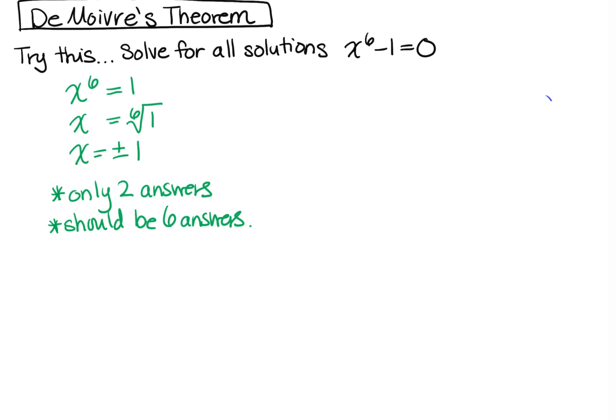Now, not all these solutions are real solutions. Some of them could be imaginary solutions. And in this case, we have 2 real solutions and we actually have 4 imaginary solutions. So if this is the answer that you got originally, please go ahead and pause the video and try and see if you can figure out another way to solve the problem so that you can get all 6 solutions, including the 4 imaginary solutions.